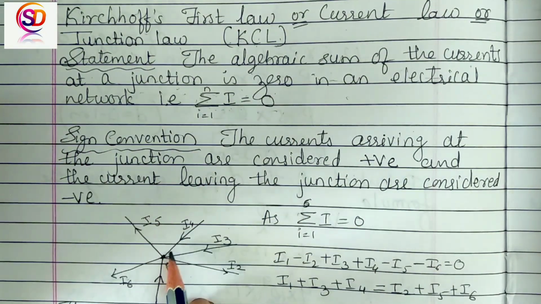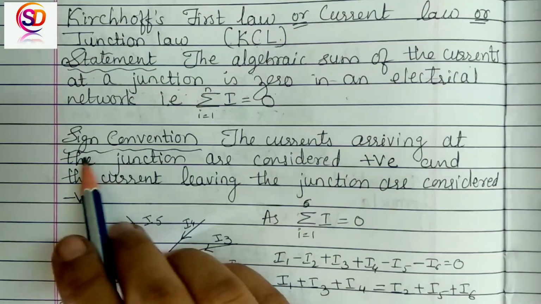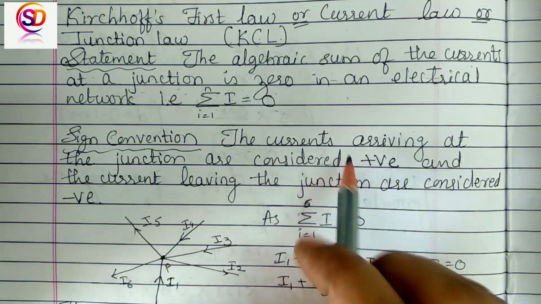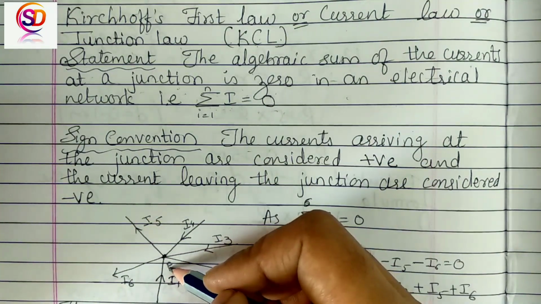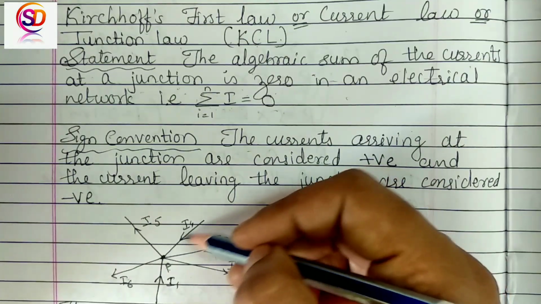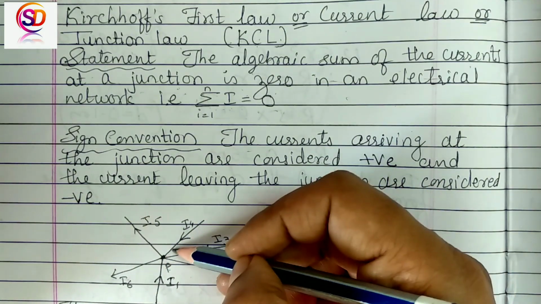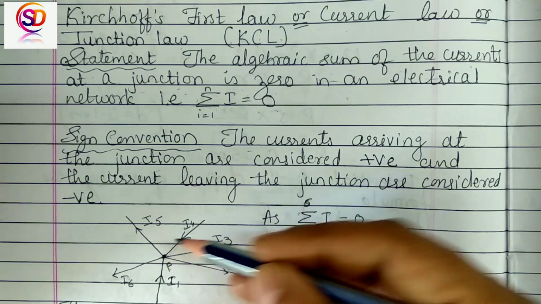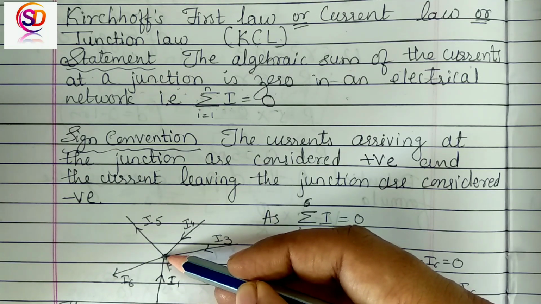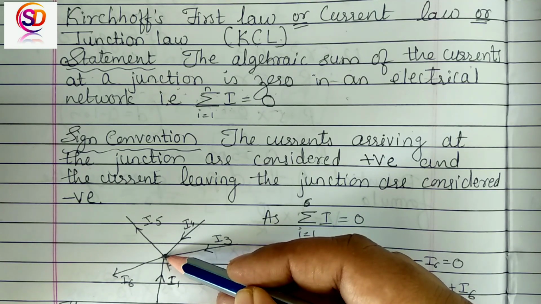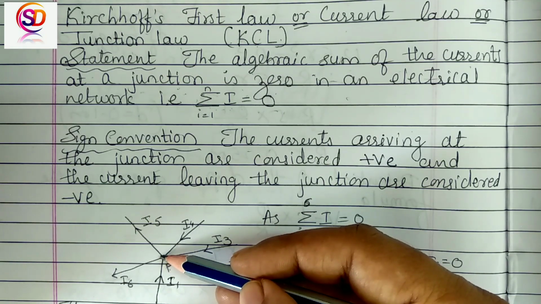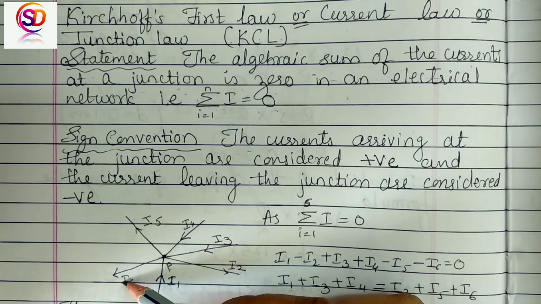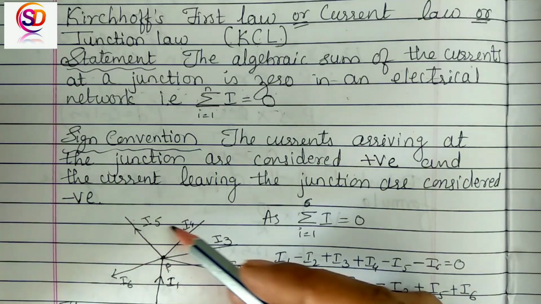Before we proceed to analyze this first law, let us consider some sign conventions. The currents arriving at the junction are considered to be positive. If P is any junction, and the current arrives at the junction, see here the direction of I4, it is arriving at the junction, and I3 also arrives at the junction P, and I1 also comes towards P. So they are considered positive. The currents leaving the junction, I5, I2 and I6, are considered to be negative.